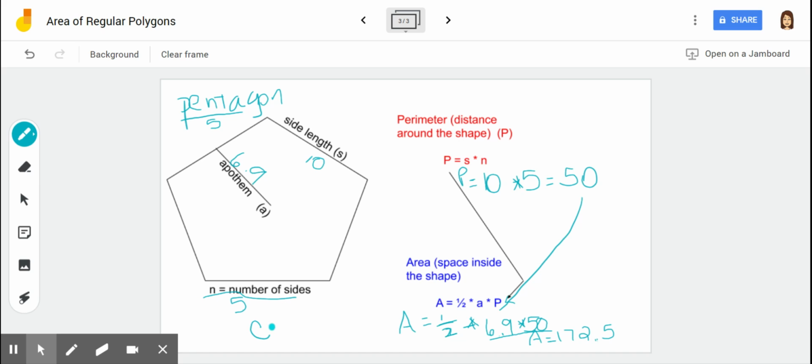So as you start to do these problems, remember you need to identify the number of sides. So you are going to count the number of sides, and then you will substitute for n and s to find p, and then to find the area, you will multiply your a times your p and divide by 2.